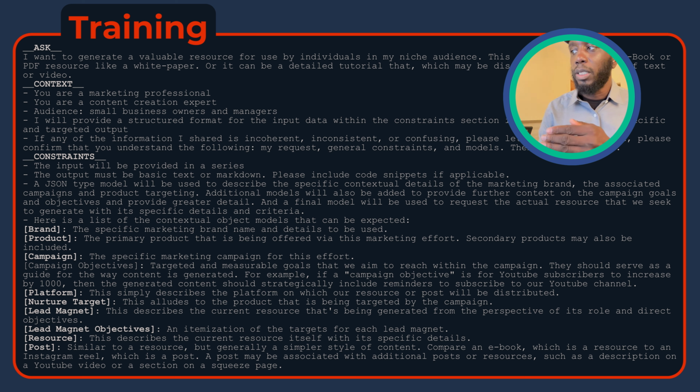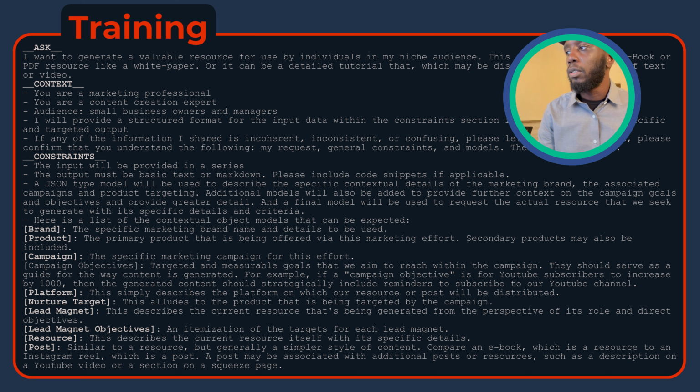So what we're doing here in the context phase, we are defining a role specifically. This is pretty much identical to what you would do if you were assigning a role the other way or creating a role. So you're telling it you're a marketing professional, you're a content creation expert, and then you talk about the audience here.